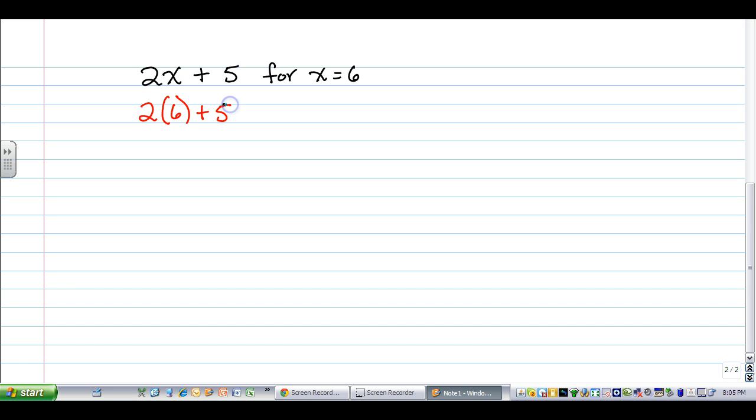plus 5. And now I follow PEMDAS. This is why learning about PEMDAS was so important. 2 times 6 is 12 plus 5. And 12 plus 5 is 17. So 2x plus 5 for x equals 6. The answer is 17.